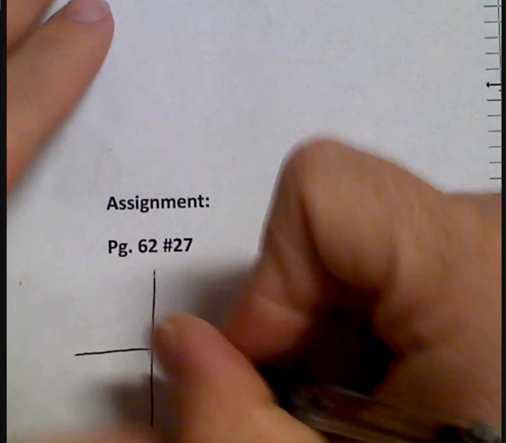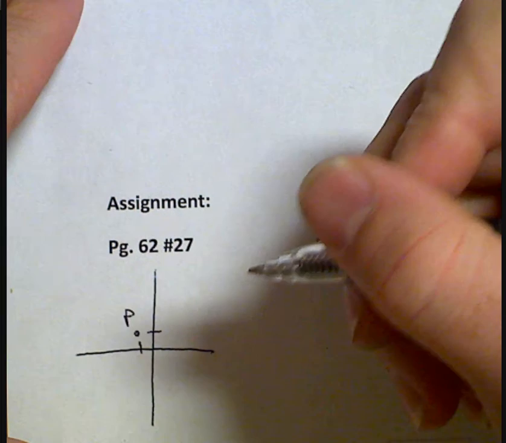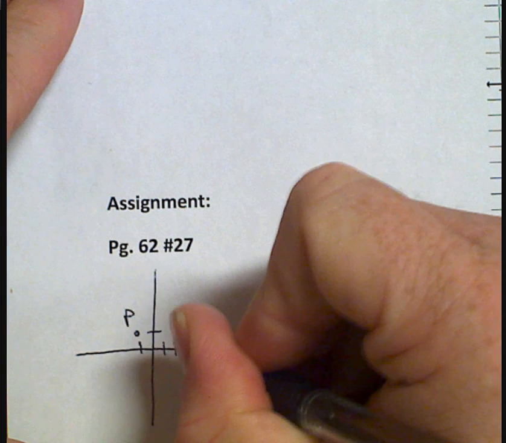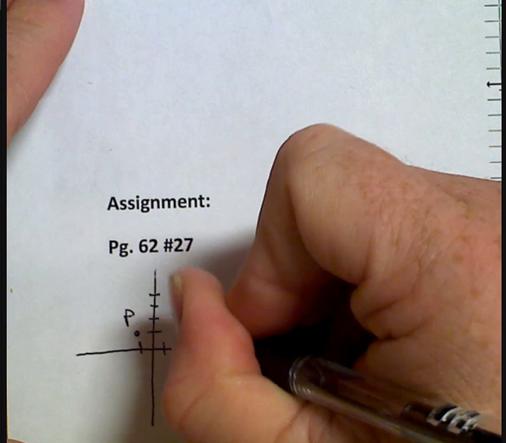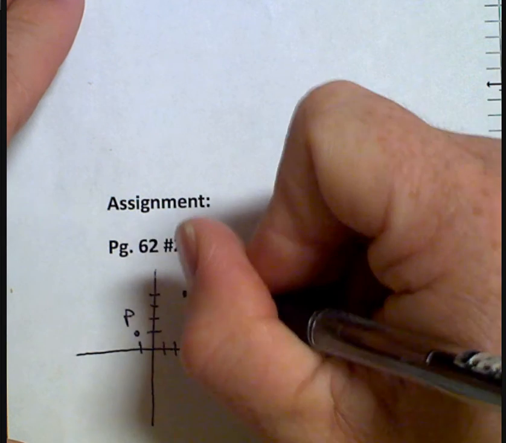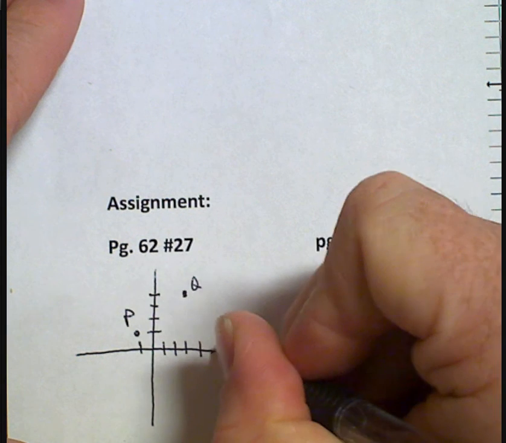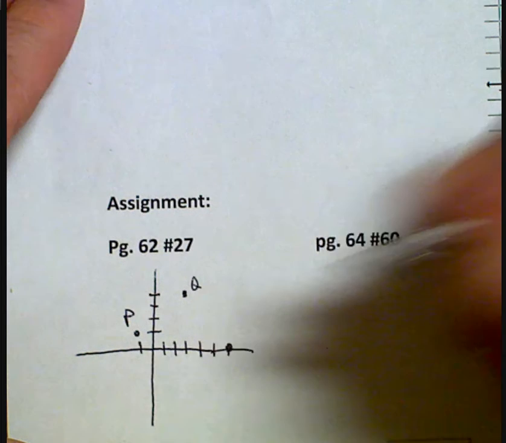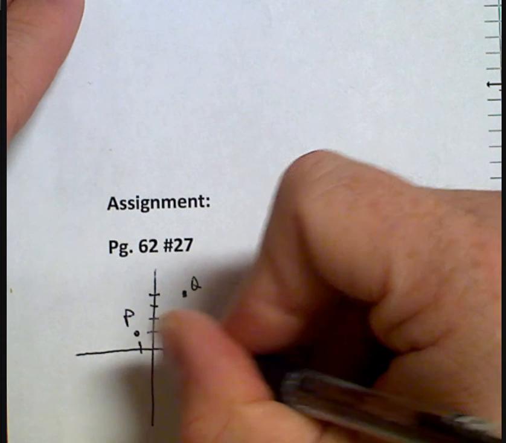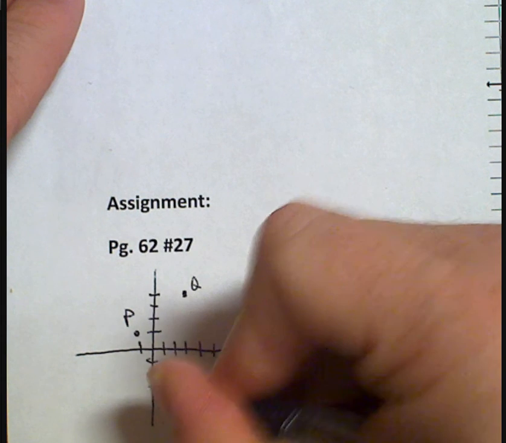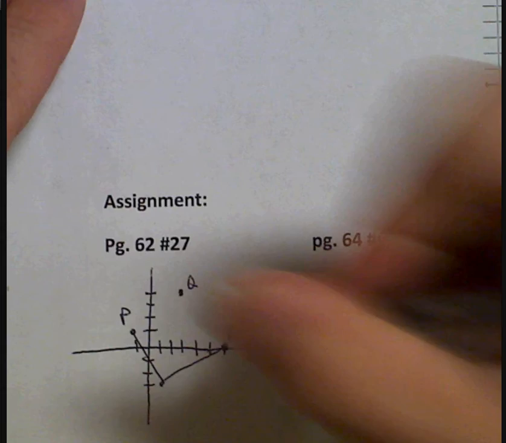P is at negative 1, 1. There's P. Q is 3, 4: 1, 2, 3, and then 4. That's Q. R is 6, 0: 1, 2, 3, 4, 5, 6, 0. That's R. S is 2, negative 3. So here's what it looks like.